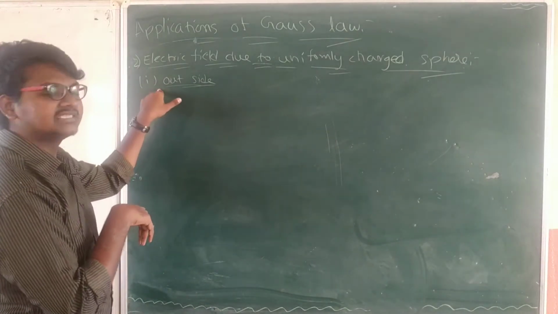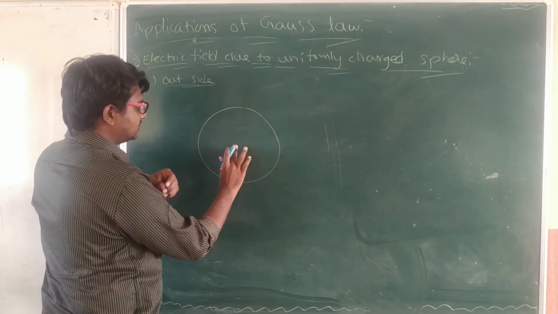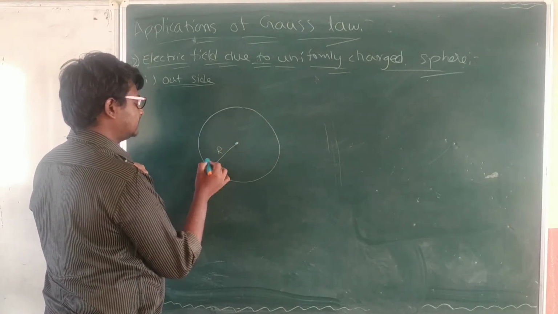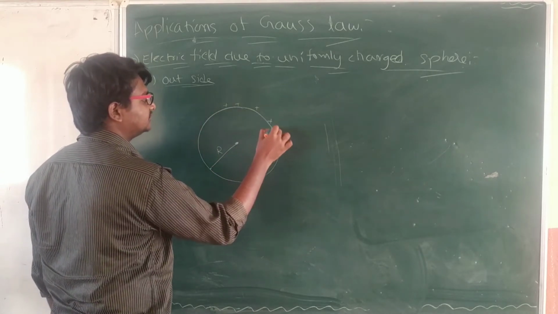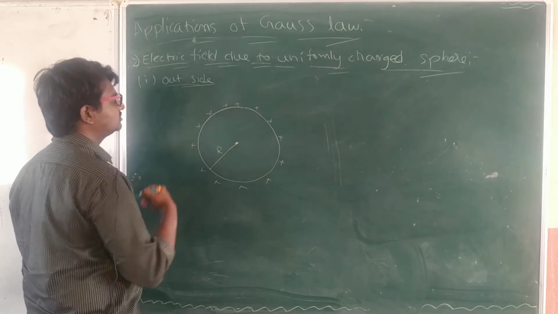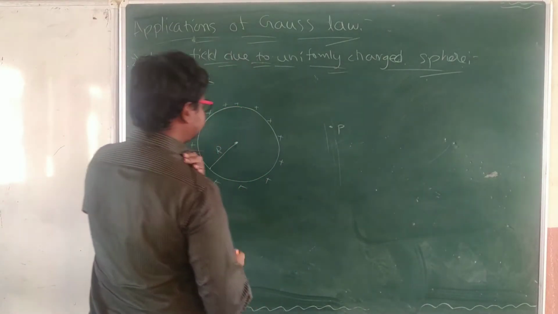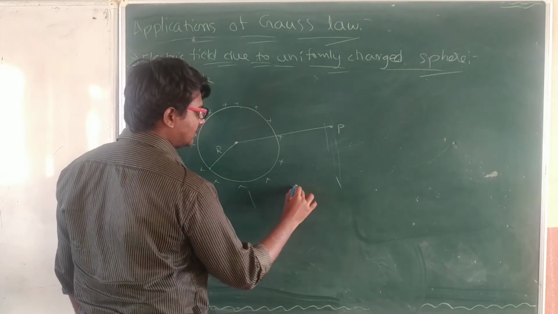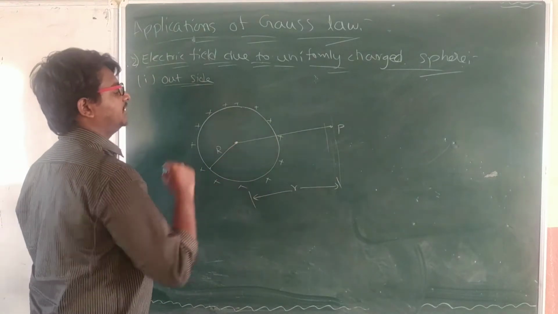First case I am considering is an outside point. Let's take a sphere like this, whose center is here and whose radius is in this manner. This sphere is charged uniformly, positive charge we are giving. Now the point P is outside of the sphere at a distance of small r from the center of the sphere.